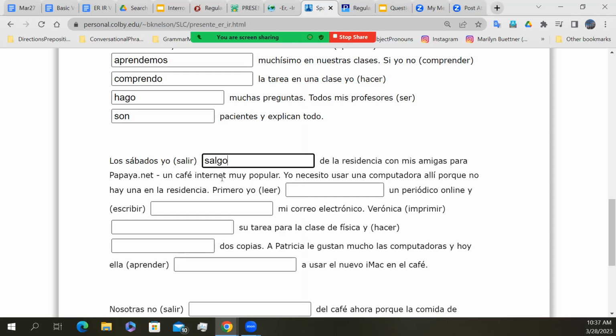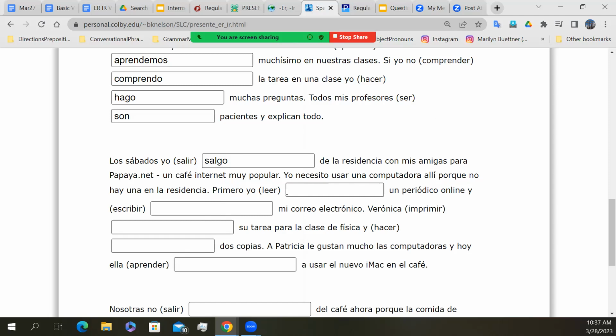Papaya.net. Un café internet muy popular. An internet cafe. Yo necesito, that tells who needs something, right? I need. Necesito usar, I need to do what? I need to use a computer. Allí, there. Porque no hay una en la residencia. Because there isn't one at the dorm. Okay.